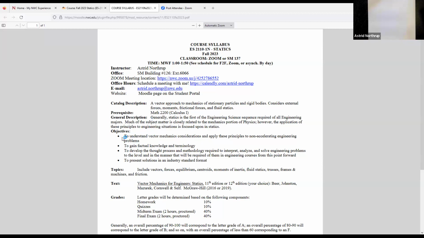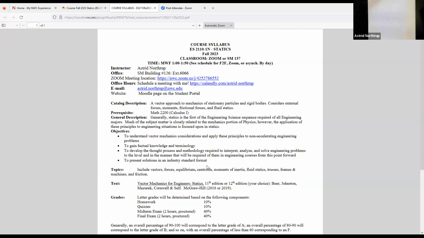All right, so our objectives: to understand vector mechanics considerations and apply principles to non-accelerating engineering problems. So I kind of misstated things that sit still. It's an easy way to put it, but we're really talking about things that don't accelerate. They can be moving with a constant velocity, still covered under statics, because the math is still the same. Gain factual knowledge and terminology, and then develop the thought process and methodology required to interpret, analyze, and solve engineering problems to the level and in the manner that will be required of students in engineering courses from this point forward, and to present solutions in an industry standard format, which I'll talk about.